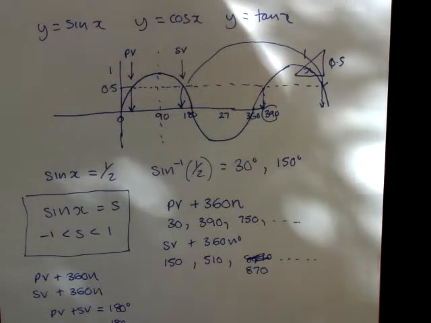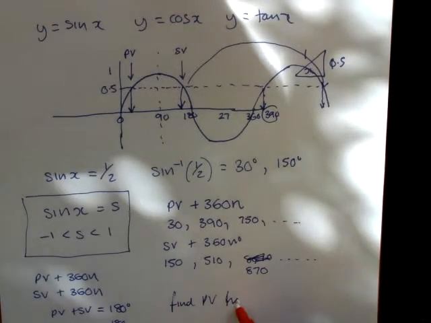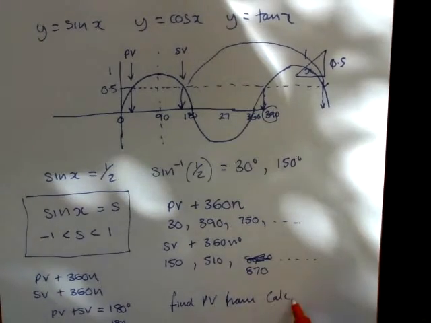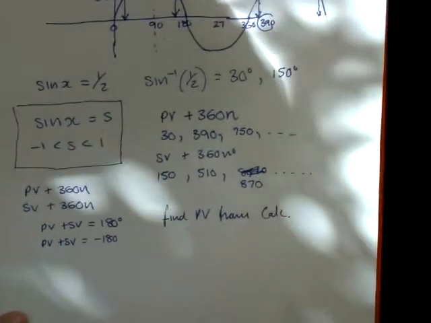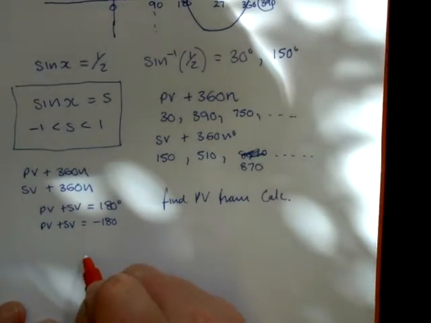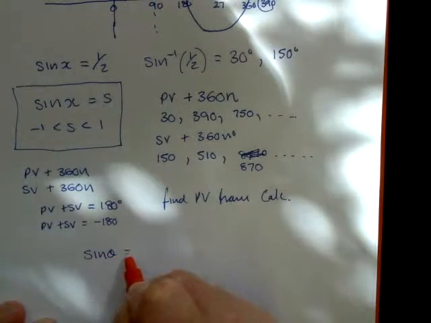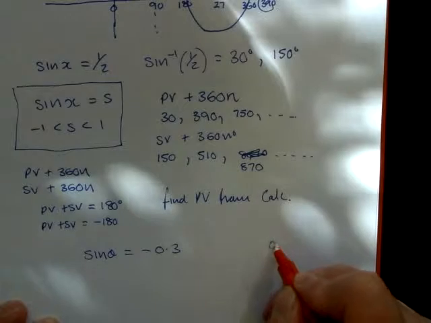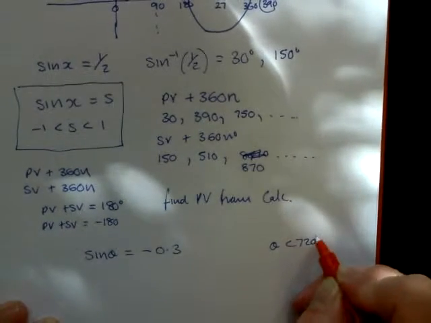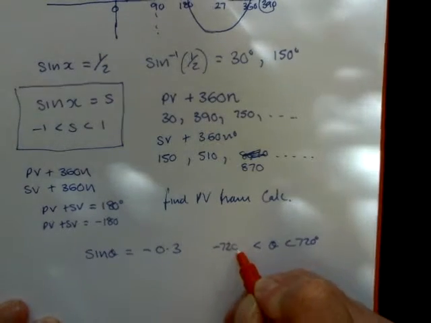Now the thing I need to say is that you will find the PV from your calculator. Your calculator is programmed to find the value that's closest to 0. So let's do a negative one and work our way through that. So let's say that sine theta equals minus 0.3, and I want to find the solutions between 720 and minus 720.